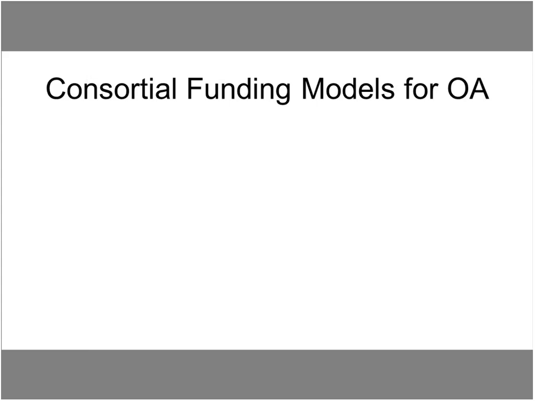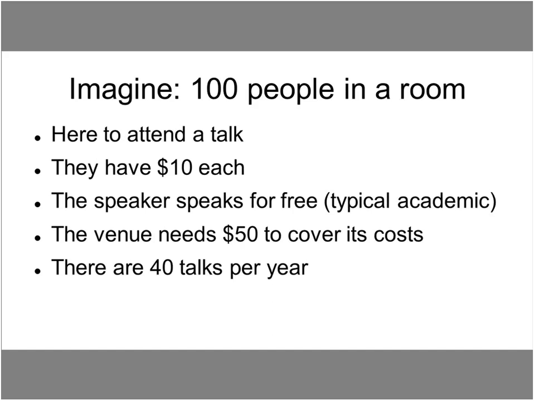And the way that I usually do this is to think about an analogous situation where you imagine that you have 100 people who've come together in a room to attend a talk. And although I'm making this into something about giving a talk, I'm really talking about how we fund scholarly publication here. So imagine that your 100 people each have $10, that's their budget. It's a very equitable distribution here that doesn't really mirror what actually happens in the real world, but it makes it easier to explain this.